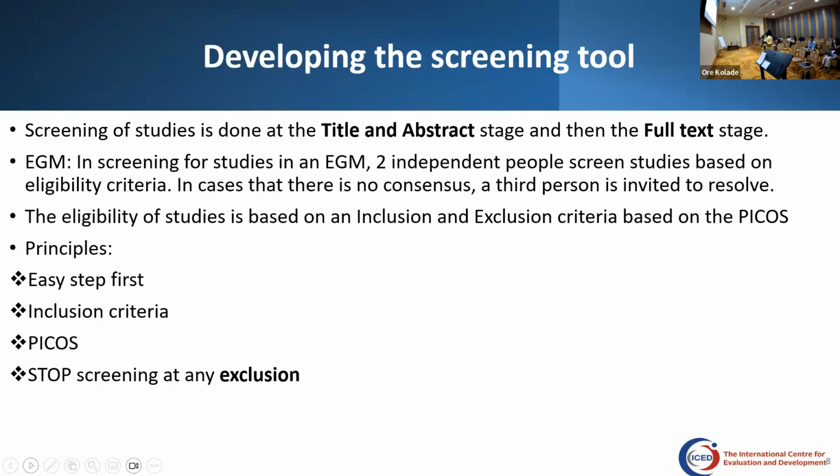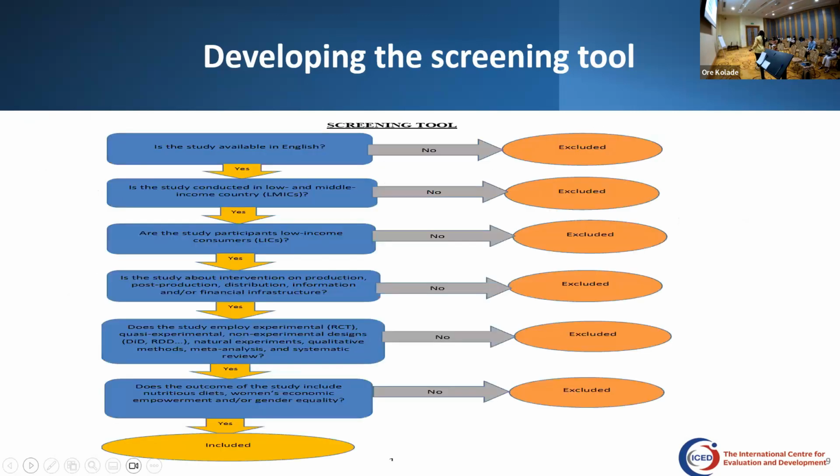So I'll show you a simple screening tool we developed in coming up with our infrastructure impact. Yes, I hope this is clear enough. Yeah. So this tool, you know, it's an inclusion or exclusion.